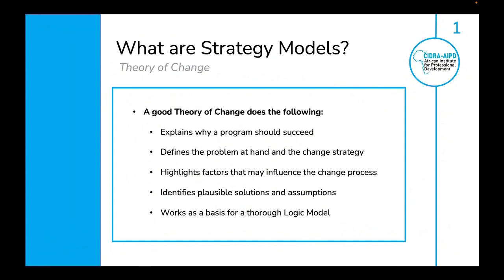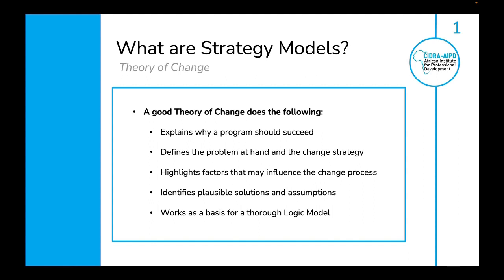Now we're going to be looking at theory of change specifically. A good theory of change does the following. It explains why a program should succeed. As we were talking about that salmon in the oven, it should succeed because in the past we've observed similar actions that have happened. It defines the problem at hand and the change strategy.